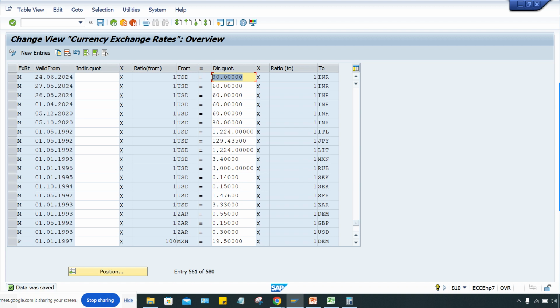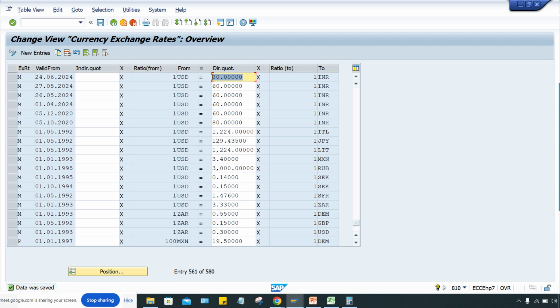Whether they will use this transaction code directly, or sometimes the basis consultant will create a customized transaction code. The same thing will be copied over there, and users will have access. Not every user, only a limited number of users will have access to maintain this exchange rate.